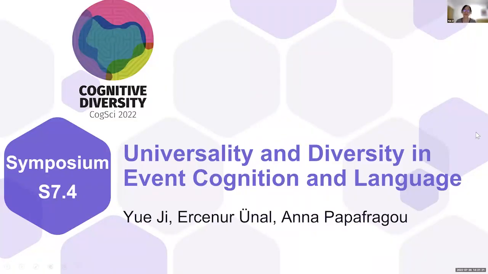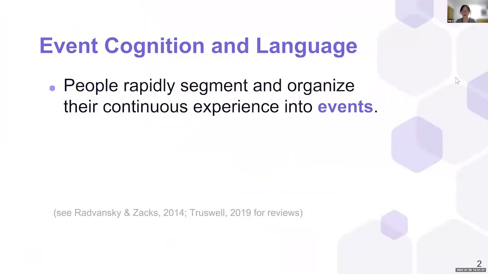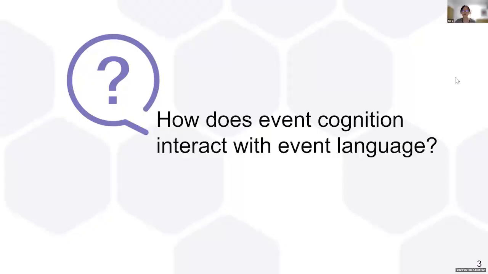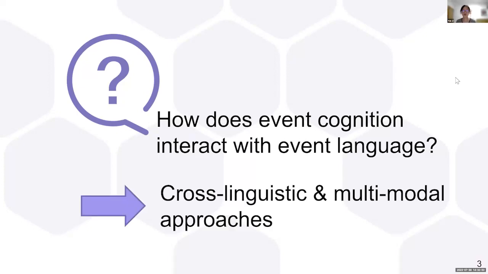Hi, everyone. Thank you for attending our symposium, Universality and Diversity in Event Cognition and Language. So we know that people can rapidly segment and organize their continuous experience into events. And at the same time, people talk about events by encoding event information into language-specific lexical and syntactic structures. So our symposium is centered on the question of how event cognition interacts with event language. And we explore this question through cross-linguistic and multimodal approaches.